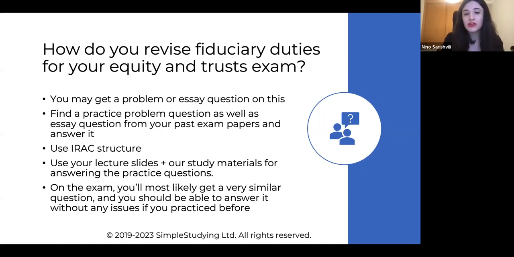On the exam, you'll most likely get a very similar question to the one from past exam papers. So if you have already practiced with your past exam papers and you have drafted an answer to them, it will be very easy for you to answer your exam and get a high grade.